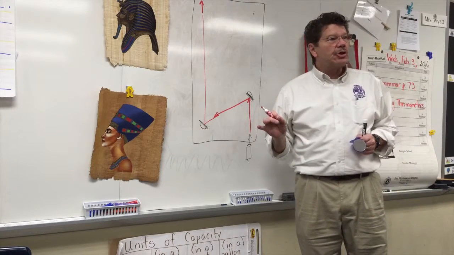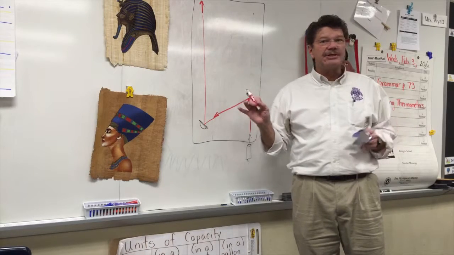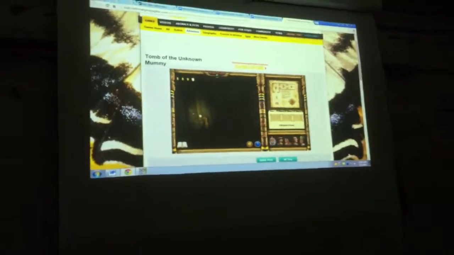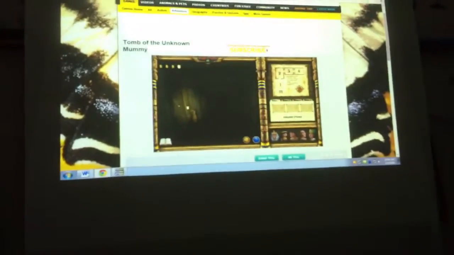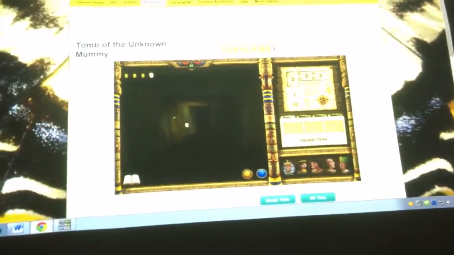I got one more thing to show you. Would you like to see inside of an Egyptian tomb? Yes. Just to help you with this. Okay. Check this out. This is a National Geographic game called The Tomb of the Unknown Mummy. And you can see your teacher is moving a lantern around. Go ahead and move it around. Will you see anything in there yet?